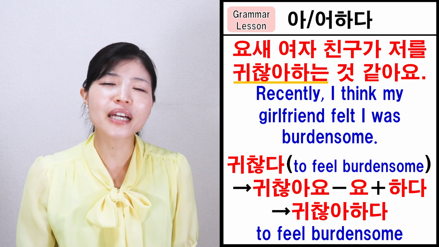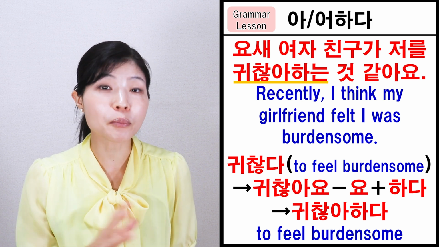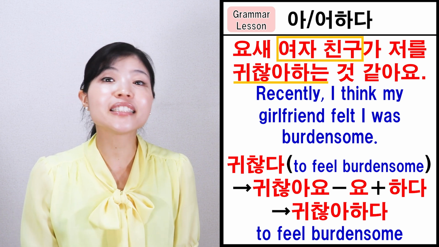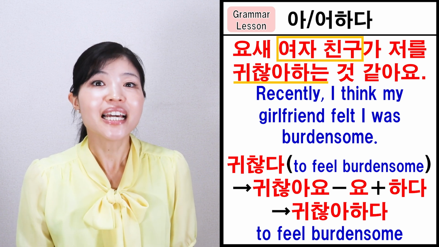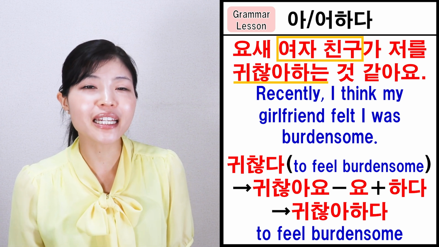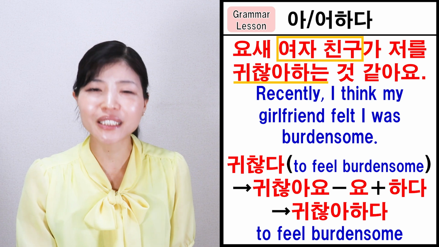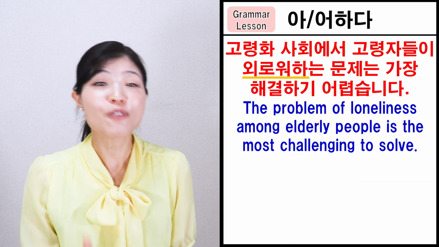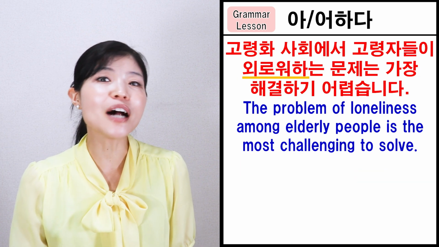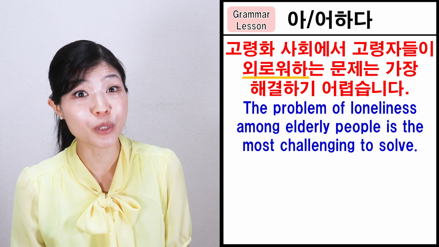Here, you want to express the feelings of the third person. In this case, it is 여자친구, a girlfriend. She is the one who is feeling burdensome. Therefore, you use 귀찮아하다, not 귀찮다. Okay? For the next sample sentence, I'll read it like a newscaster would.